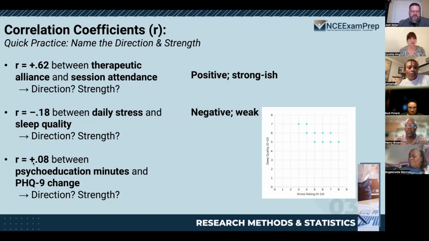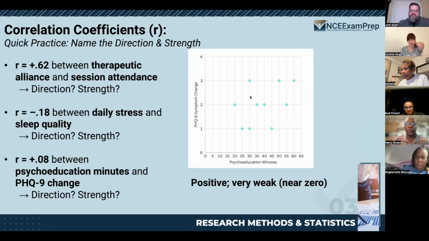Okay, last one. Our coefficient is plus 0.08 between minutes spent in psychoeducation and the PHQ-9 change. Okay, what's our direction, positive or negative? Positive. And weak. That would be positive, weak, because look at this chart. If we squint, we can see that it may be moving in the positive direction, but it's really not super defined. This is very close to zero.